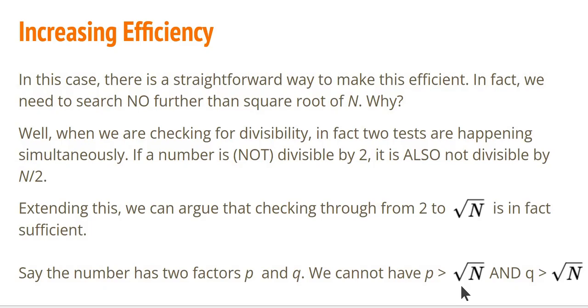So which means that if p is more than root of n, q must be less than root of n. And a consequence of that is, if I have searched all numbers between 1 and root of n, I don't need to search any further, because the factor would have been detected even in that search. And this is the thought behind increasing efficiency, just clever use of mathematics and logic.